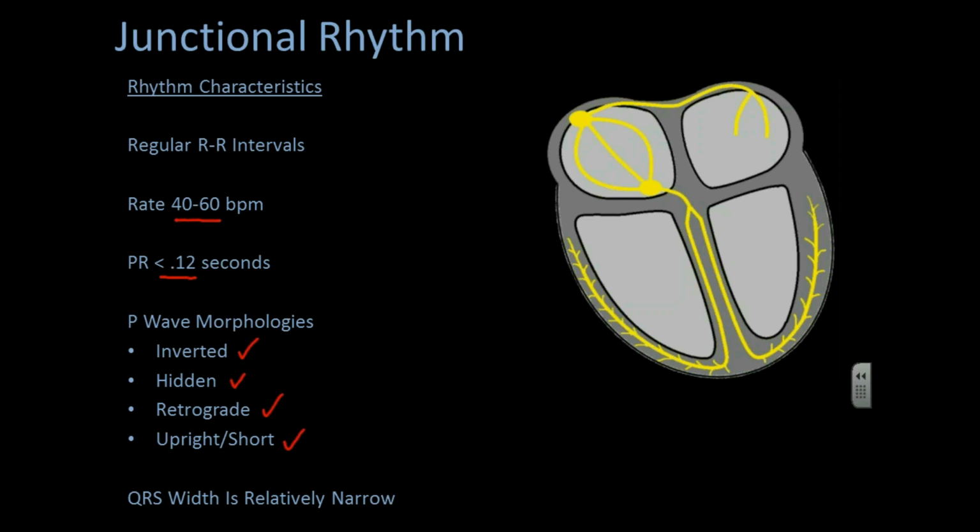Now the QRS width should be relatively narrow for junctional rhythm. And when I say relatively narrow, this is what I mean. Let's say your patient is in sinus rhythm. You can see they have an upright P wave, narrow QRS, they're in sinus rhythm, and then they convert to junctional rhythm. We'll just say they have a hidden P wave.